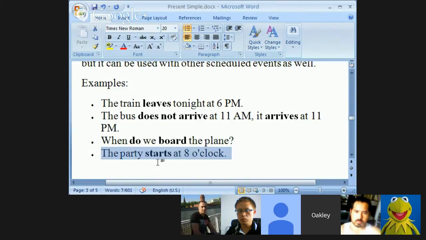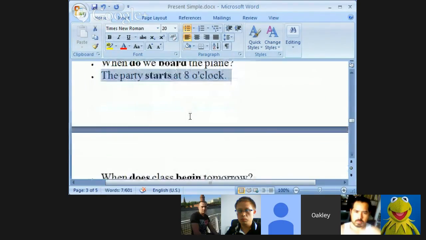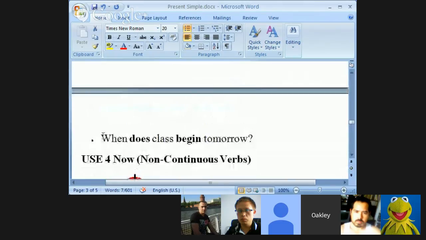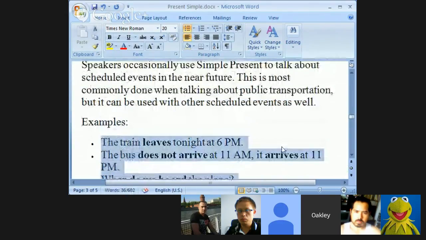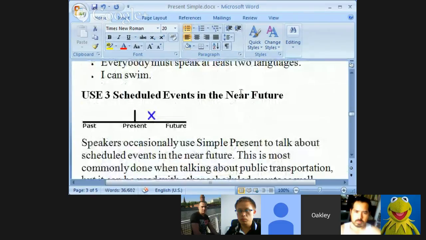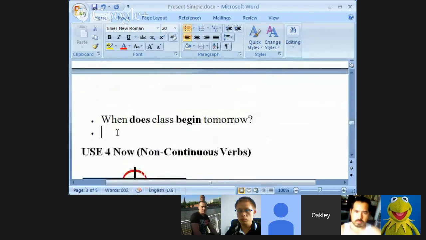Again, the party starts at 8 o'clock. Party, meeting, audition, anything that's planned for a certain time. When does class begin tomorrow? Okay, let's see if we can do this. It has to be shortly in the future. It has to be scheduled. It has to be in the very near future.